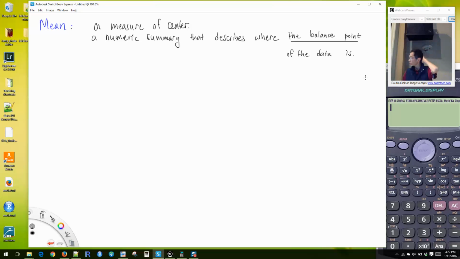Okay? And symbolically, we write the mean is x bar, and the formula for x bar is that we add up all of the x's and divide by n. This just says add up your data points, add up your values. This is a summation sign.